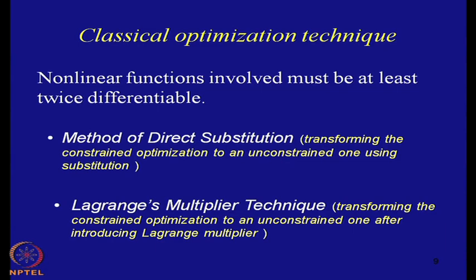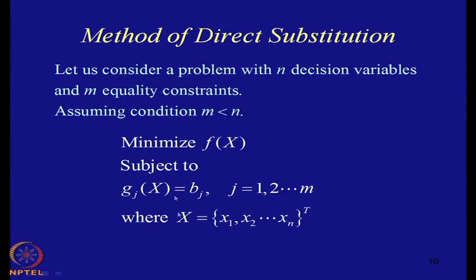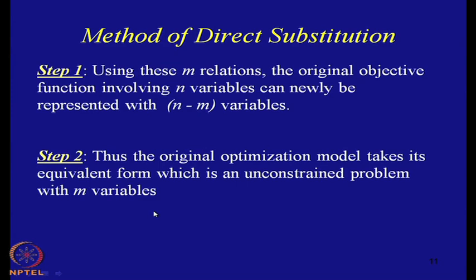Now, let me come specifically to the method of direct substitution. Again I have considered the same general nonlinear model, where we have considered the minimization of the objective function subject to m number of constraints. This problem has m constraints and n decision variables, and for this problem we are assuming that the number of constraints is less than the number of decision variables, that is, m less than n. With this consideration, I am moving to the method of direct substitution.